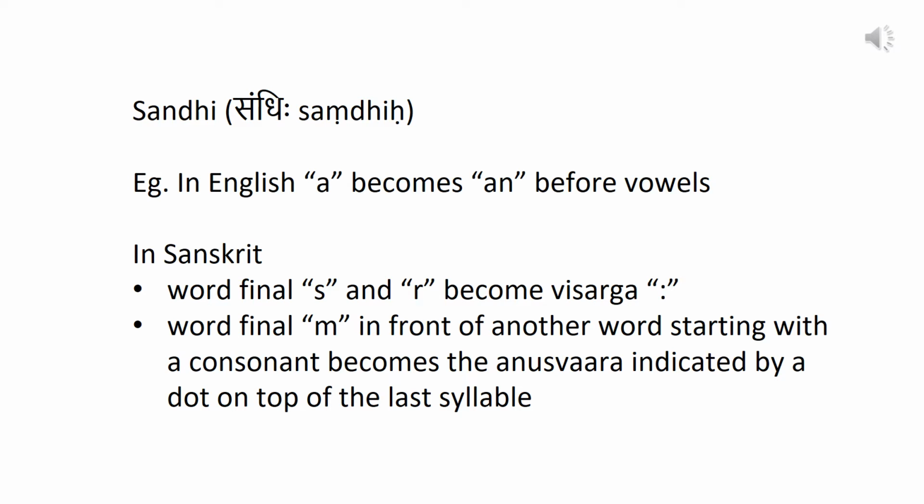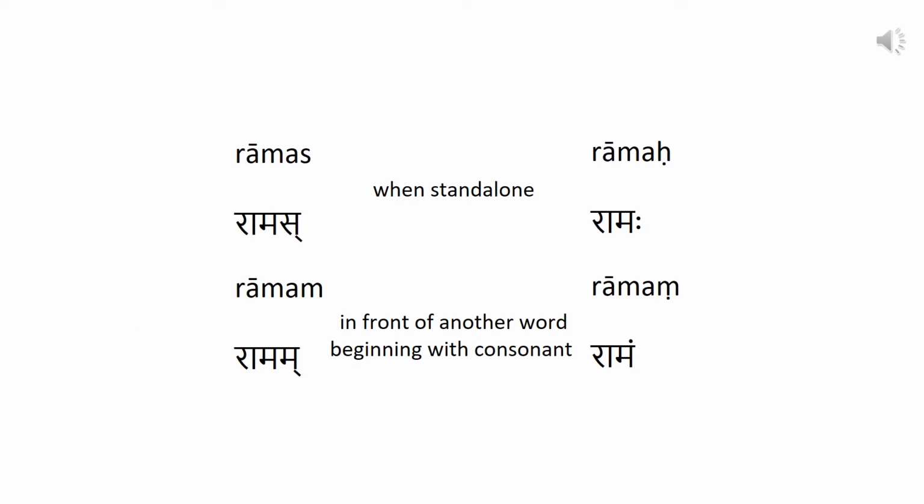Final s and r become the visarga at the end of a word. Final m in front of another word becomes anuswara, indicated by a dot on top of the last syllable. So Ramah is actually Ramas. It becomes Ramah in sandhi. There may be further modifications of this final s in other environments.